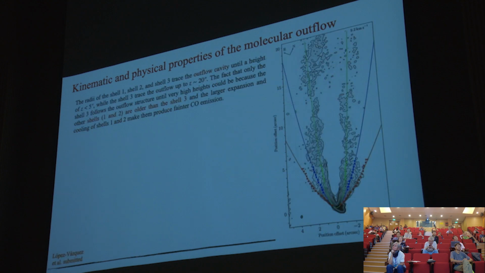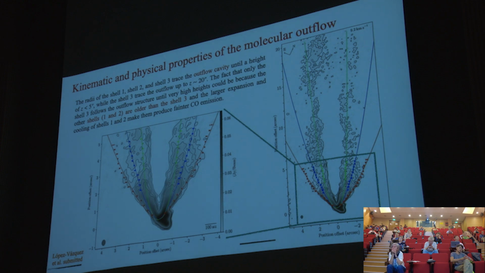We compare our estimation of the cylindrical radius with the emission of a very specific channel map. We can observe that the inner shell traces the wall of the molecular outflow, while the medium shell and the external shell are only detected at heights between 0 and 5 arcseconds. This effect could be associated with cooling effects of the molecule of the CO line. In this zoom, you can observe in more detail the internal shell, the medium shell, and finally the external shell.